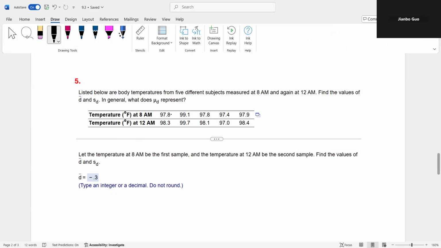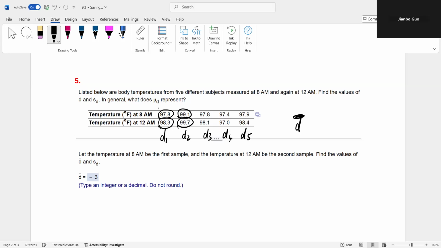So the first sample, we have 97.8 and so on. We have 1, 2, 3, 4, 5 values. Same with the second sample. And what is D bar? D here represents difference. If we use 97.8 minus 98.3, we get a D sub 1. So that's the first difference. And if we use 99.1 minus 99.7, we get a D sub 2. Similarly, we get a D sub 3, D sub 4, D sub 5, and D bar here.